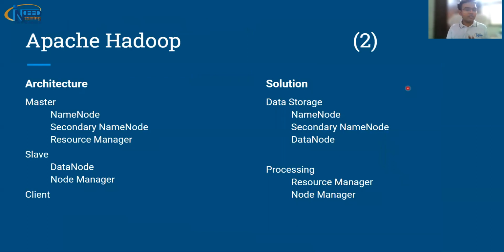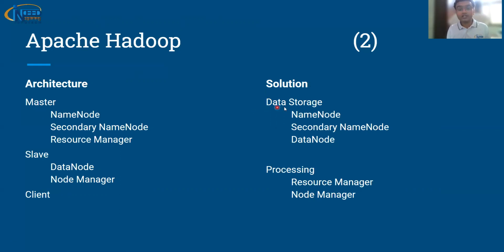Now let me tell you the architecture. As I told you, Apache Hadoop has 1.x, 2.x, and 3.x. This is the high level architecture of 2.x and 3.x. We have master nodes and slave nodes, so there is a master slave architecture. I'll be telling you everything about that in the upcoming series, so have some patience. Master components are the name node, secondary name node, and resource manager. Slave components are the data node and node manager, and there are client services.